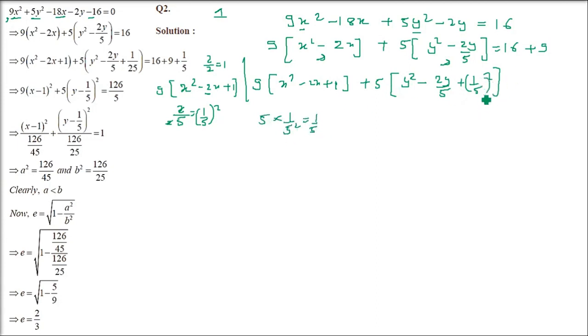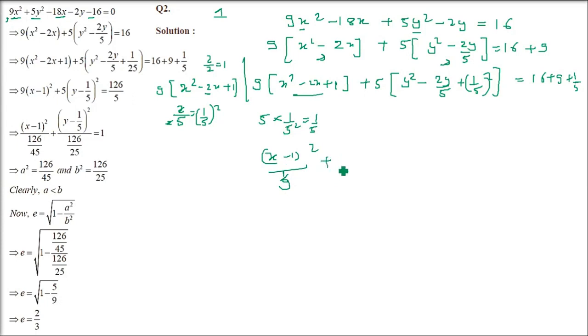So this particular term you have to add on the right hand side also. So 16 plus 9, you have to add 1 by 5 on the right hand side. Whatever you do in the left hand side, same thing you have to do on the right hand side in order to make equality. So this will be x minus 1 whole square. 9 I am taking down, so 1 by 9 it will be, because 9 will go up if you take it up.